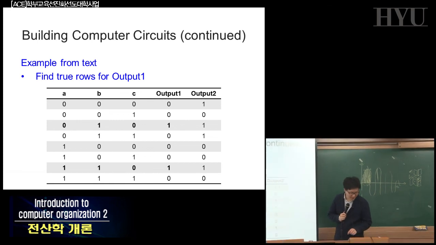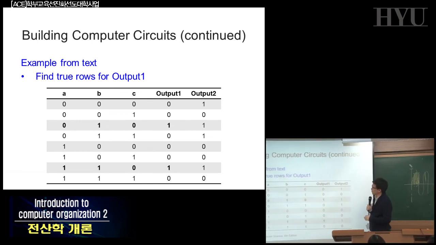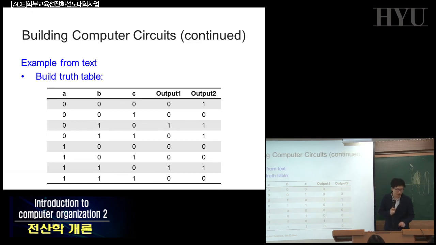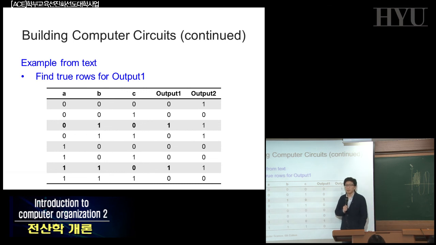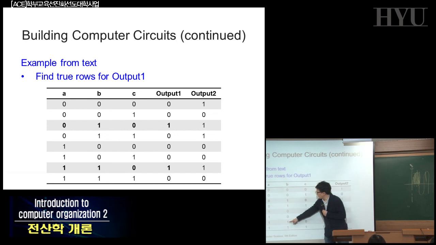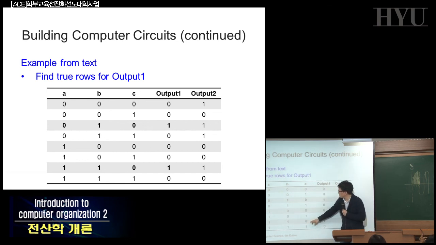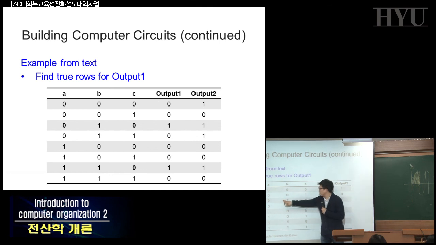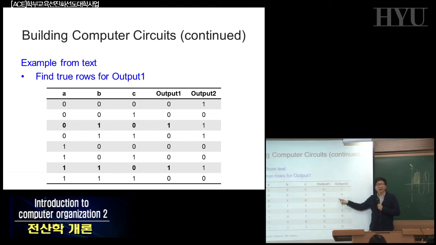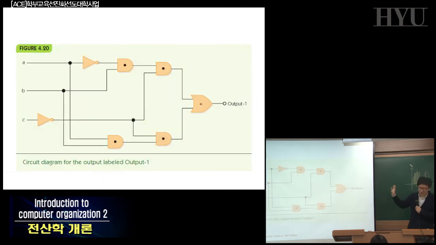Build a truth table and then find the true rows for output 1. They give you one instruction. So this is the table that I wanted to have. The next step is to find the lines that give output value 1. Output value 1: the case where A is 1, B is 1, C is 0. Also A is 0, B is 1, C is 0. From this point on, I only care about these lines. These two generate a 1. So based on that information, I build my circuit like that.